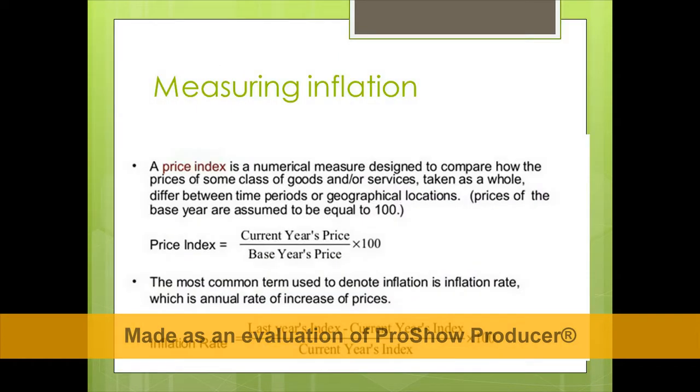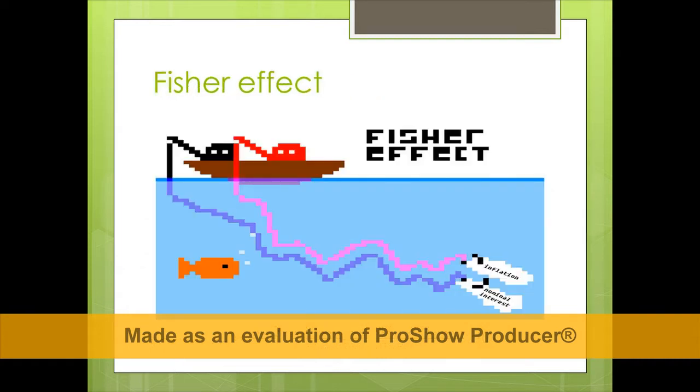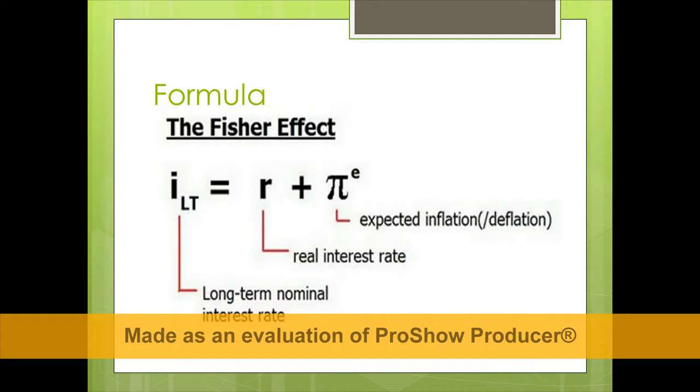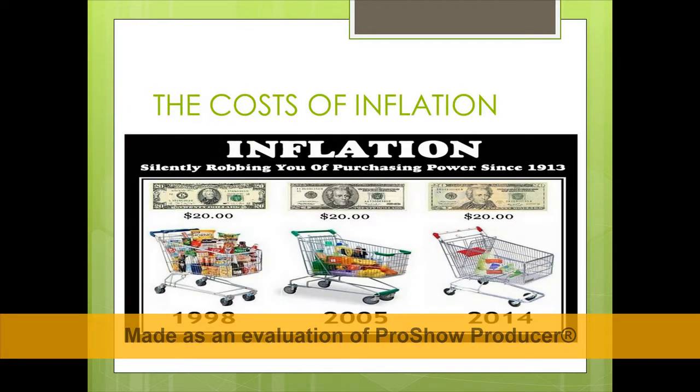To measure inflation, we use the price index by comparing the change in price between time periods. The Fisher effect refers to a 1-to-1 adjustment of the nominal interest rate to the inflation rate. Here is the formula: the nominal interest rate is equal to the real interest rate plus the expected inflation. So, what is the cost of inflation?